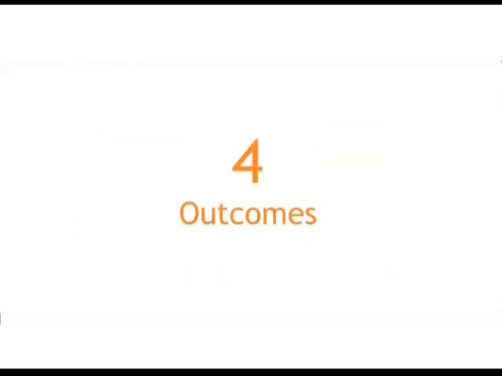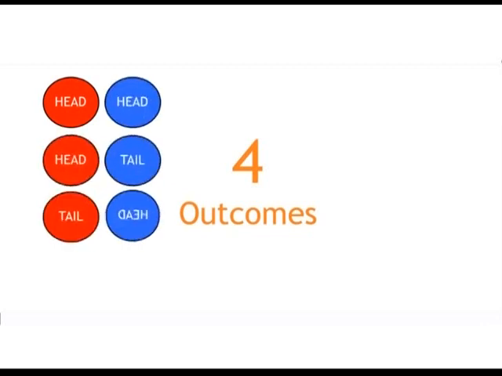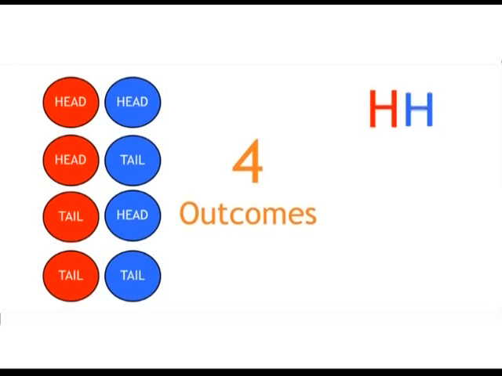The possible outcomes from tossing the coins are head-head, head-tail, tail-head, tail-tail. We can use shorthand notation HH, HT, TH, TT.